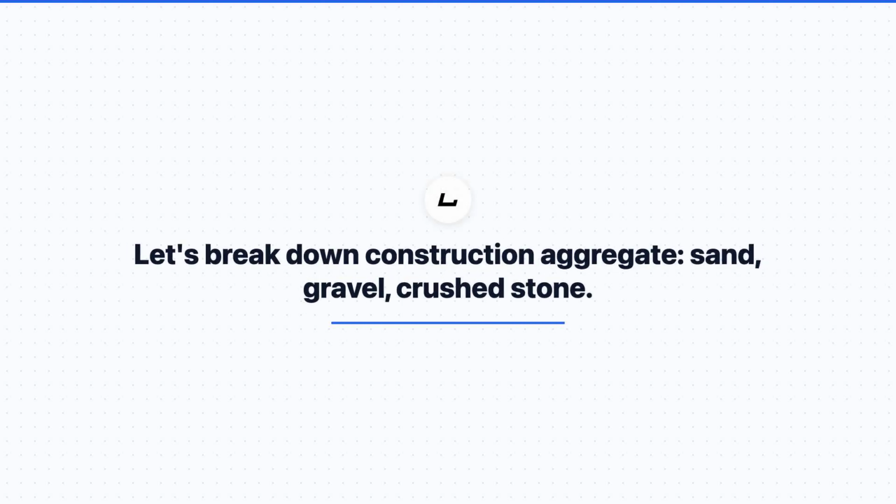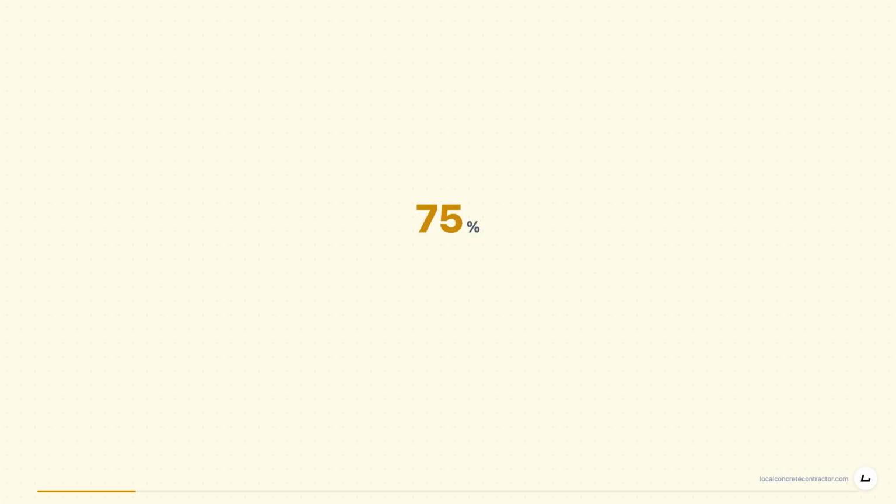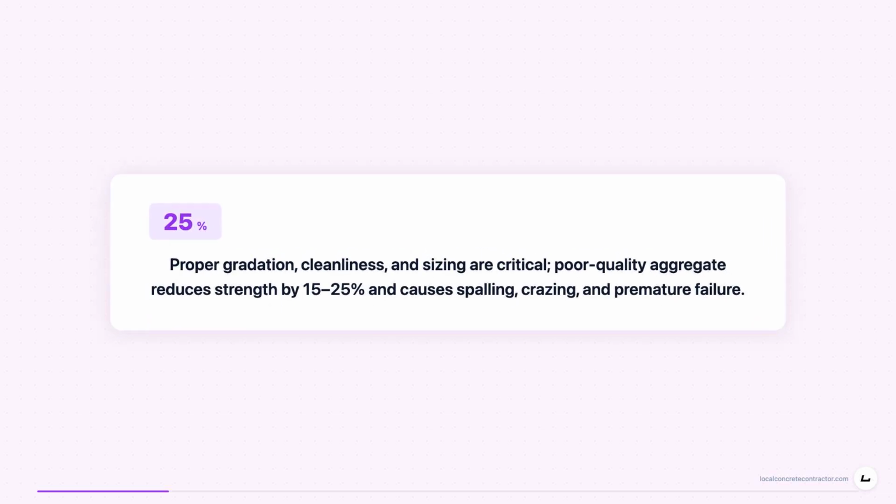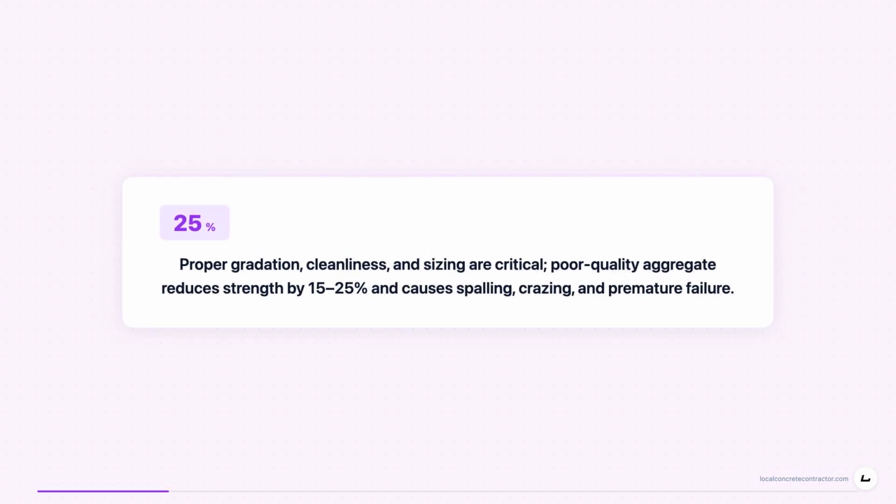Let's break down construction aggregate: sand, gravel, crushed stone. Here's what you need to know. Quick answer. Construction aggregate, sand, gravel, and crushed stone makes up 60 to 75% of concrete by volume and costs 15 to 35 per ton. Proper gradation, cleanliness, and sizing are critical. Poor quality aggregate reduces strength by 15 to 25% and causes spalling, crazing, and premature failure.